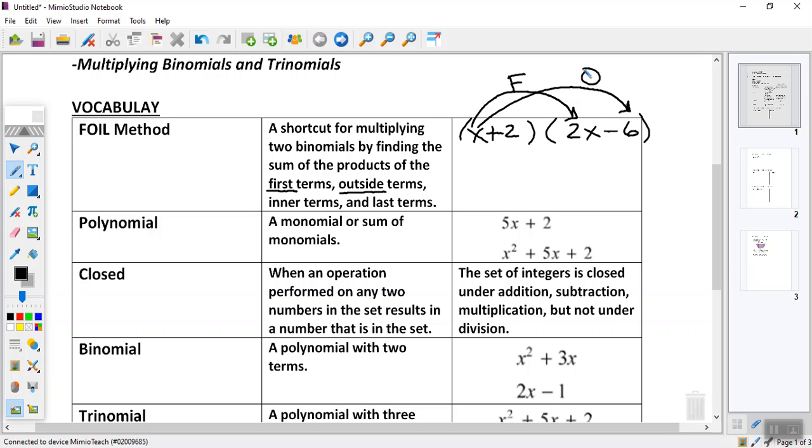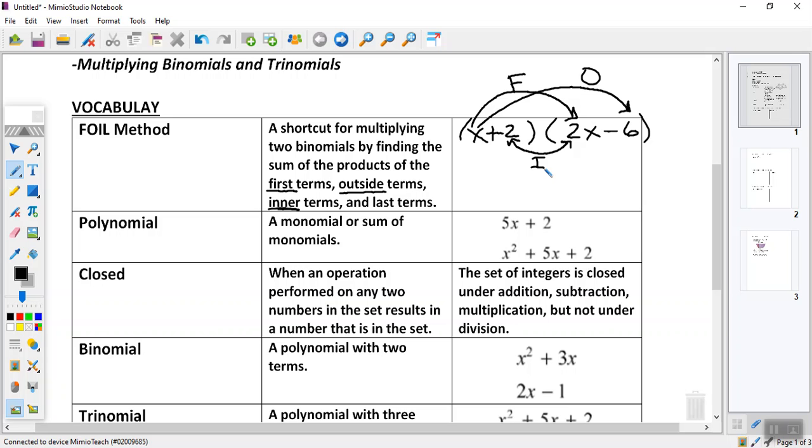Well, O is outside, but I think I is inside. So the inside terms are the 2 and the 2x. So here's your inside. And then what do you think L stands for? What are the last terms in each binomial? What's the last term in this first binomial? 2. What's the last one in this one?